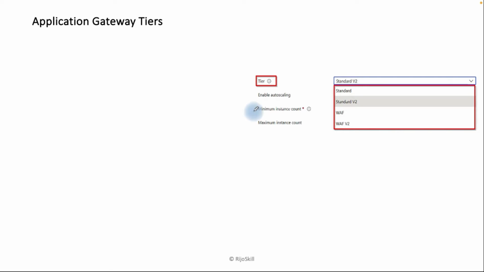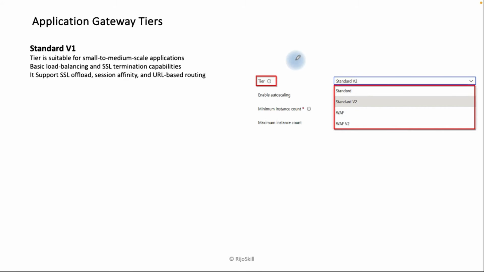Application Gateway tiers. You can see in the diagram that they support Standard, Standard V2, WAF and WAF V2. WAF means Web Application Firewall. First we will discuss the Standard tier. It is suitable for small to medium scale applications, with basic load balancing and SSL termination capability. It supports SSL offload, session affinity and URL-based routing. So Standard is for small scale business, like small or medium application load balancing. Okay.